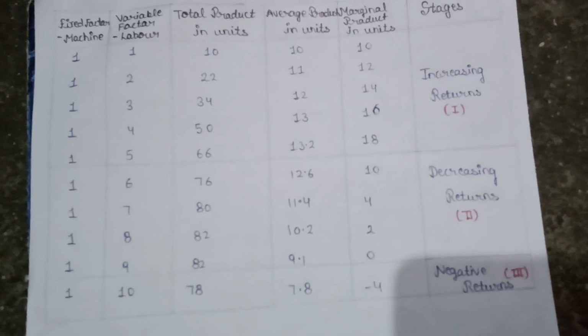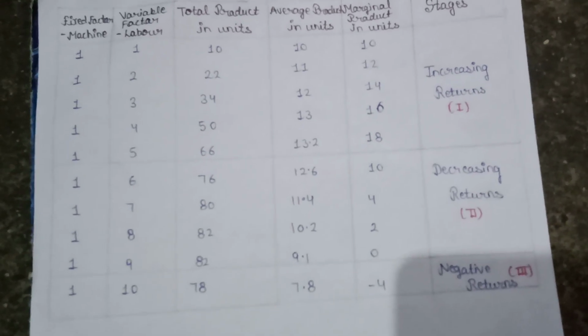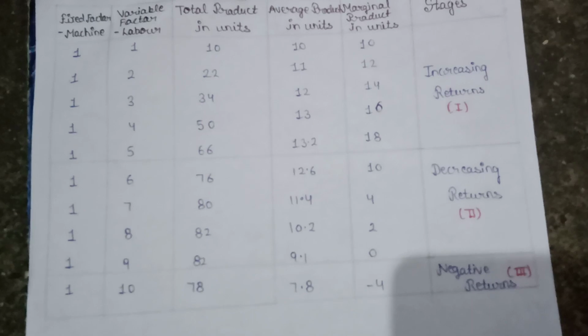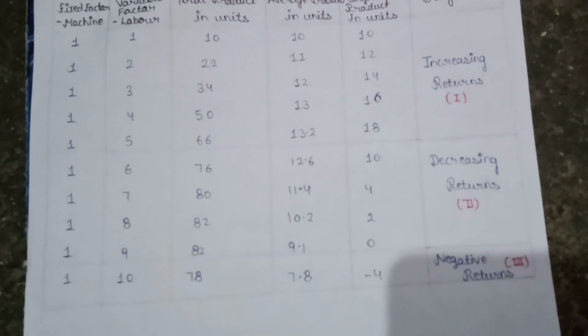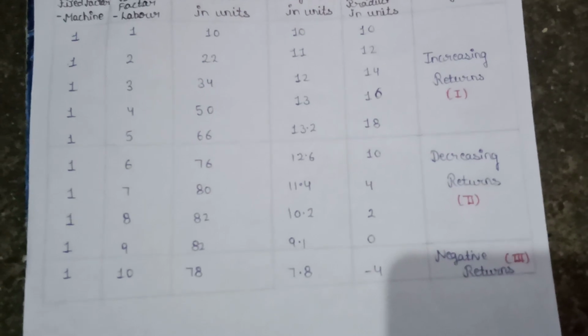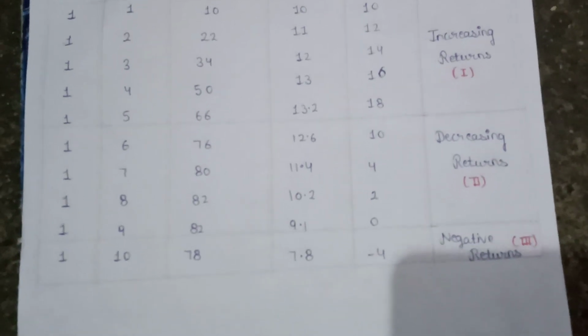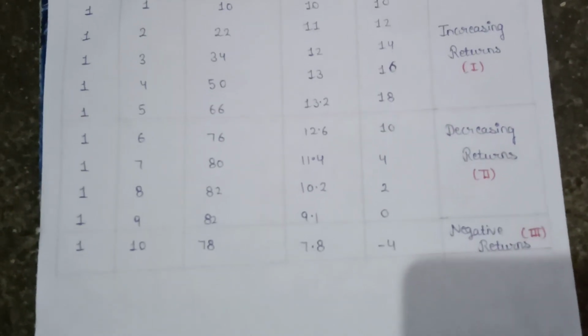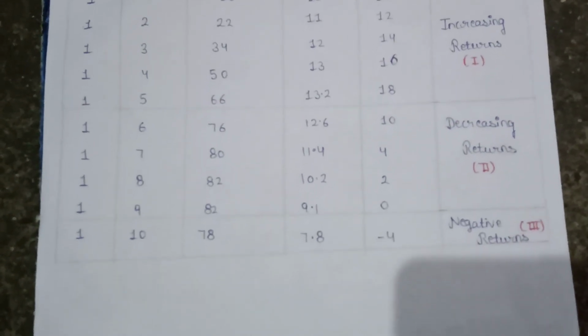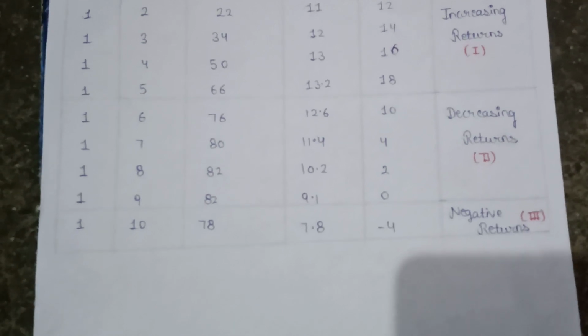It increases up to a certain point, that is up to the fifth row. The marginal product is increasing, that is increasing returns. After the fifth row, as you can see, when we increase the labor, the marginal product declines, and that is 18 to 10, 10 to 4, 4 to 2. This is called decreasing returns.